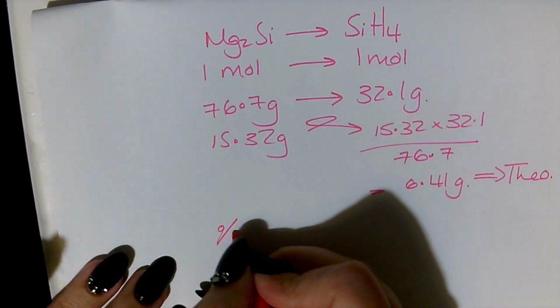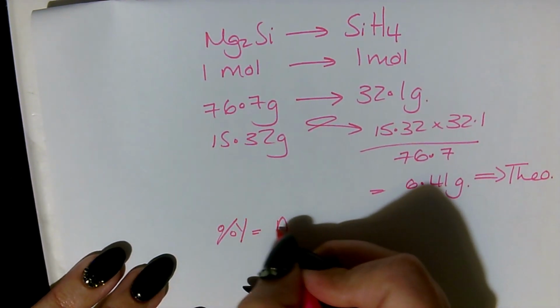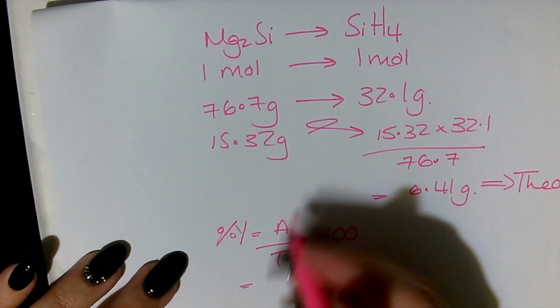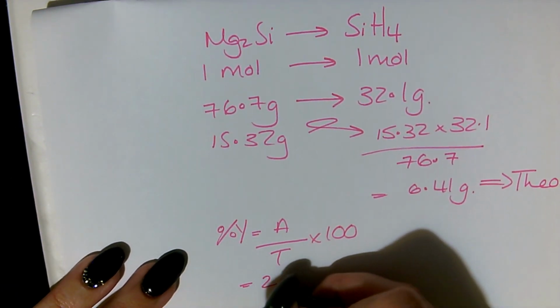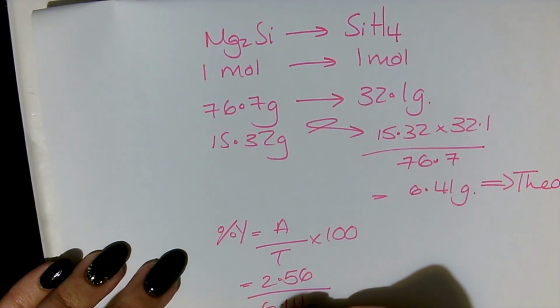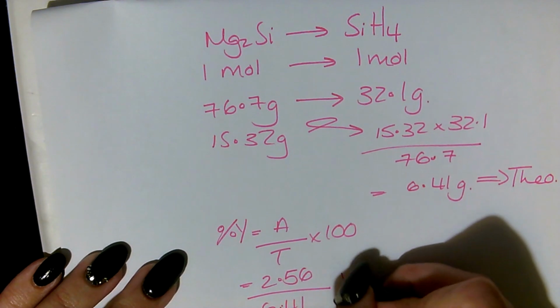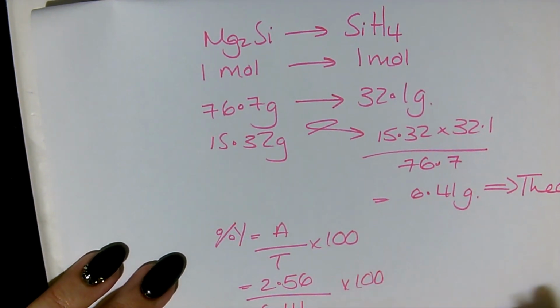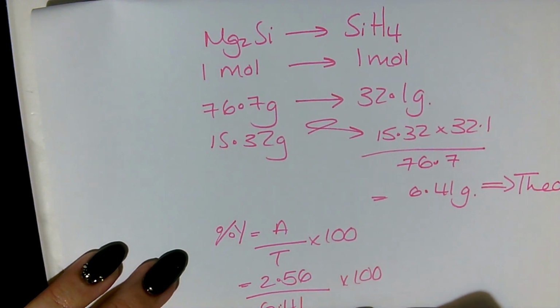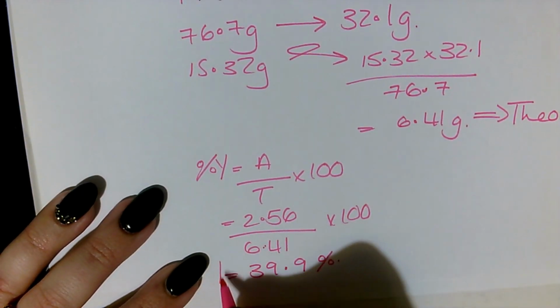And just like before, I'm going to do percentage yield equals my actual yield over my theoretical times 100. So the actual yield comes from the question. It tells us 2.56 grams. Our theoretical is what we have just calculated, 6.41. And if we multiply that by 100, we get a percentage of 39.9% for that question.